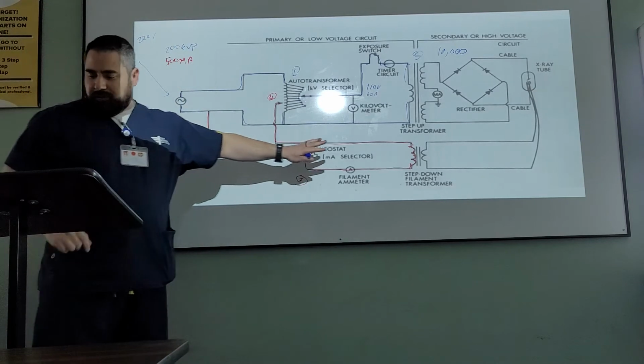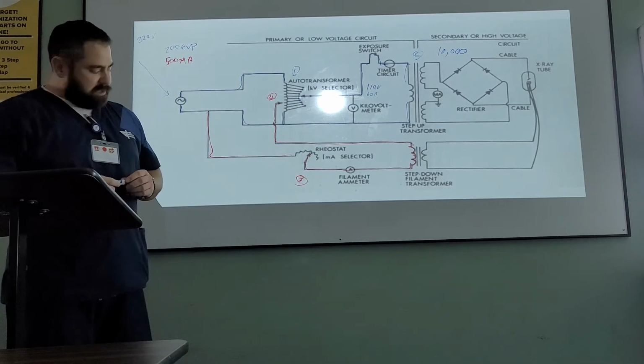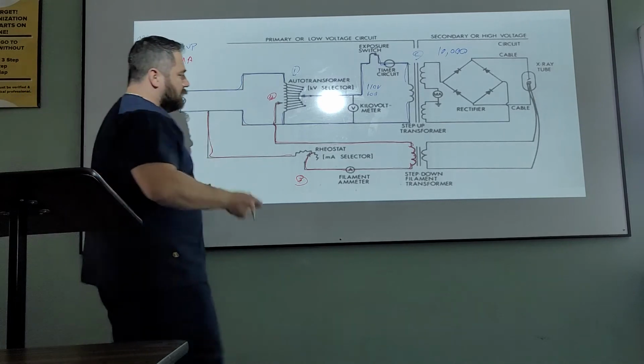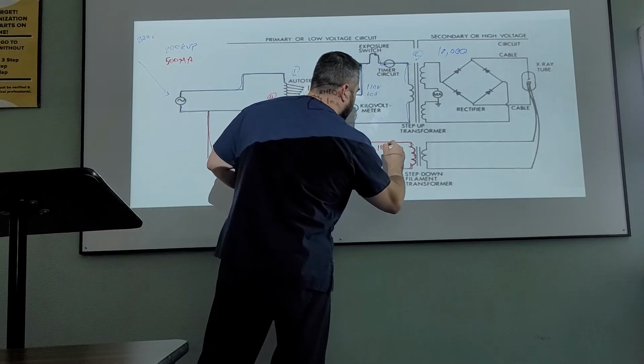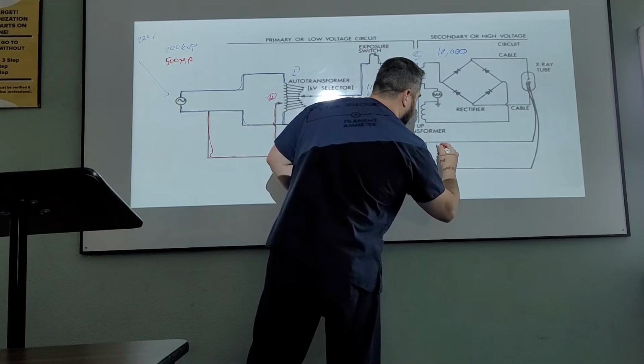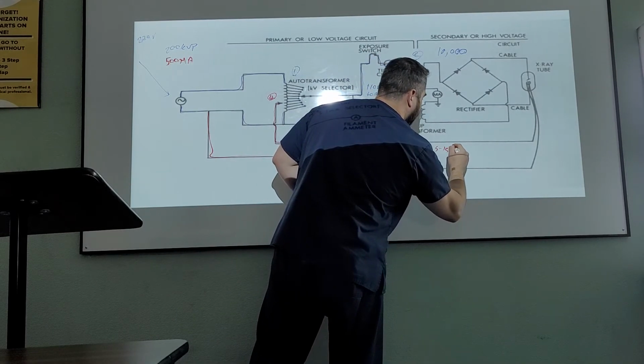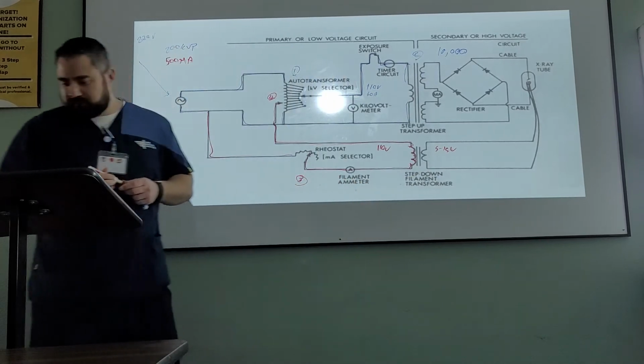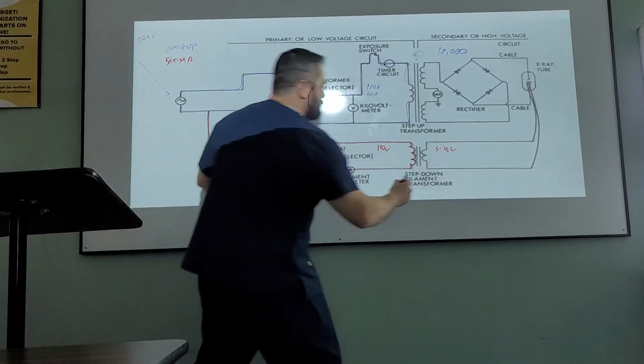Now, back down here on the bottom, we go from 110 volts. We've got 110 volts, and that's going to come down to 5 to 15 volts and 3 to 5 amps.